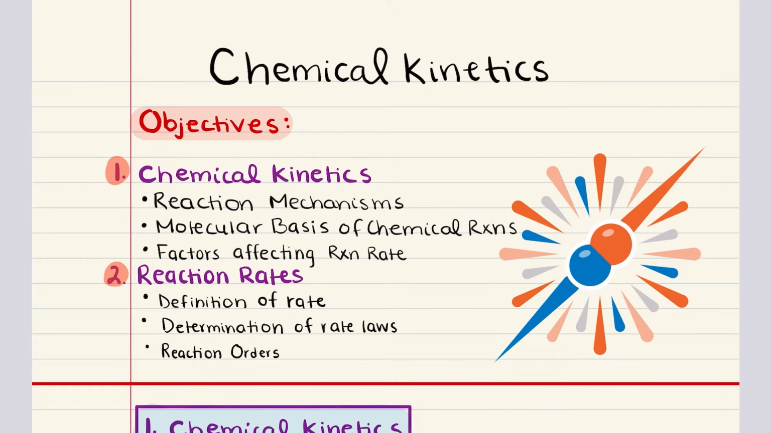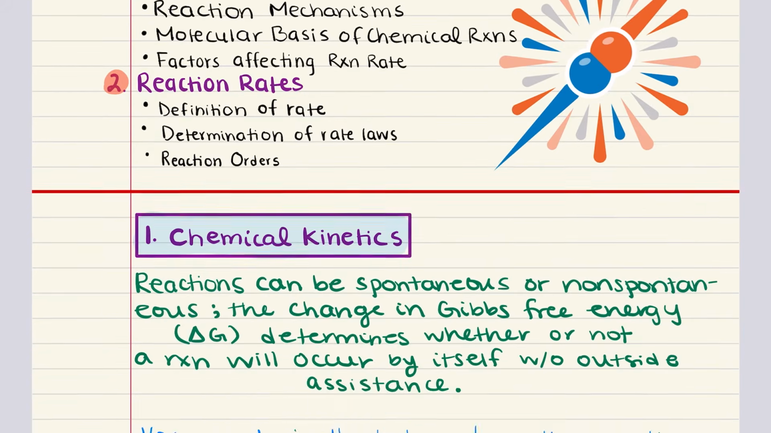The second objective is titled Reaction Rates. Here we're going to understand the concept of reaction rate and how it is measured. We're going to learn how to experimentally determine the relationship between the concentration of reactants and the rate of the reaction. And then finally, we're going to explore the different orders of reactions and their implications on the reaction rate. With that introduction, let's go ahead and get started.